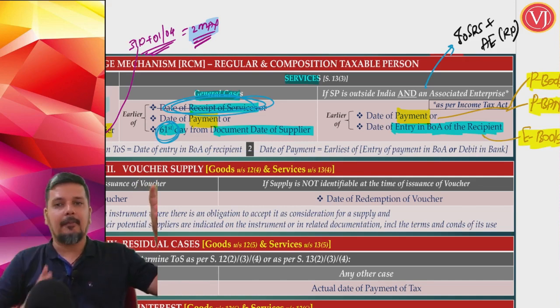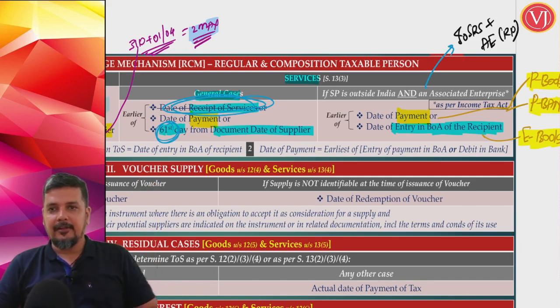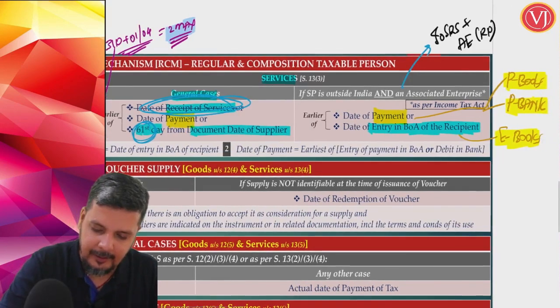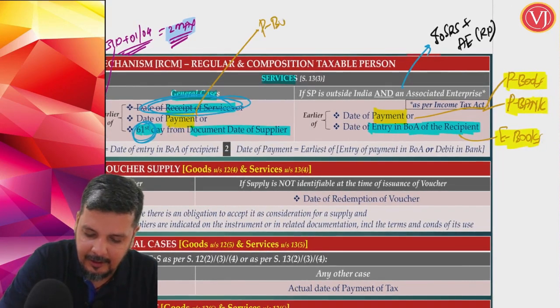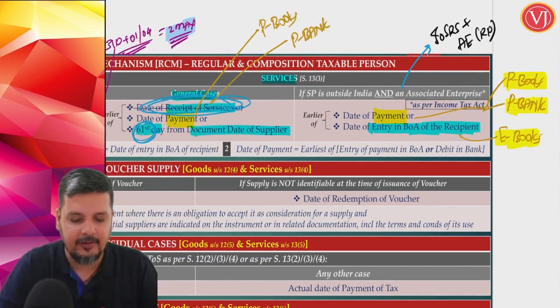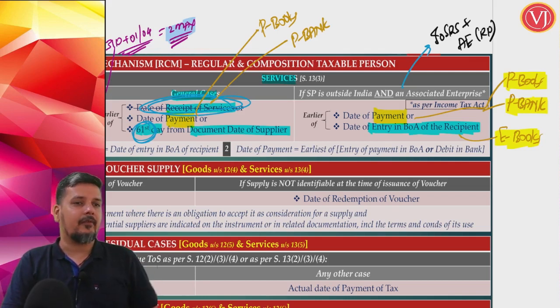Payment in books or payment in bank? So this payment remains the same, correct? This payment remains the same, in payment in your books of accounts or payment in your bank statement, whichever is earlier. But what is the other difference? What is the main difference that you see? Payment date or 61 days from document date of supply, whichever is earlier. Here it is payment date or expenses entry in books of accounts, whichever is earlier.